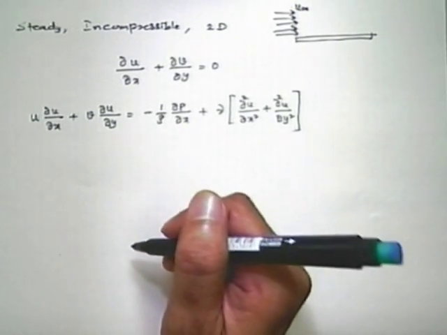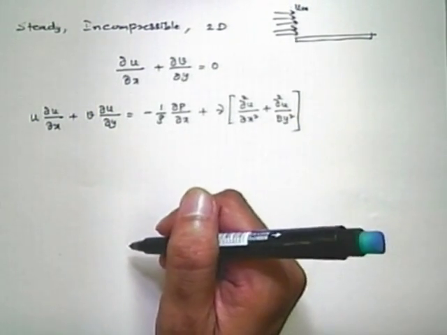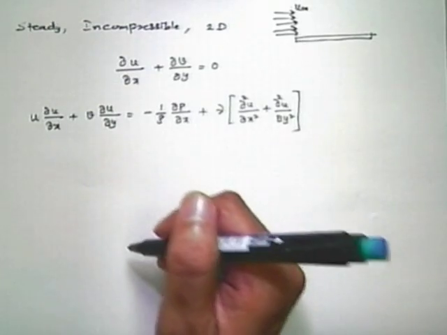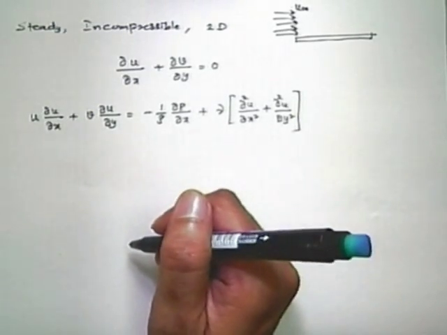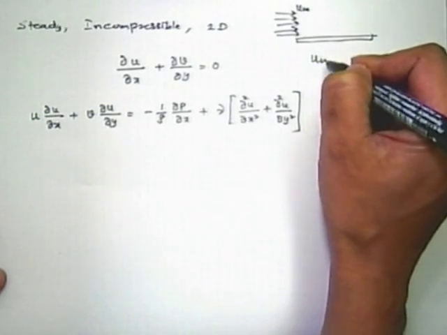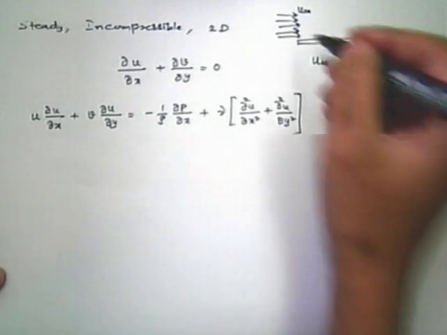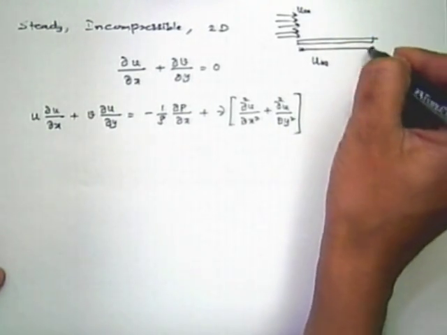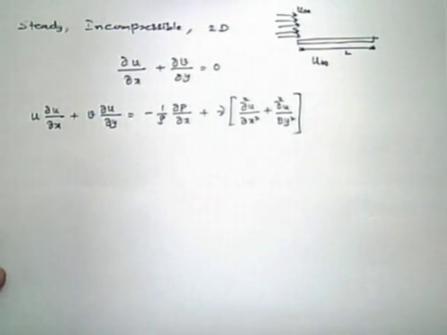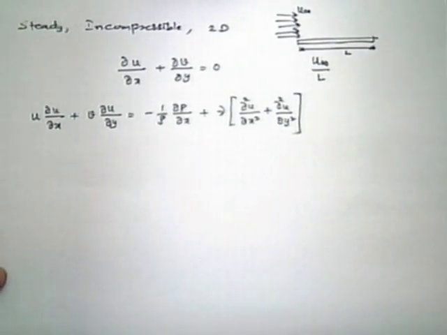U has a scale of x direction velocity. Scale means it is of the order of, not exactly 2 meters. It will be of the order of 1.5, 1.6. So, u is of the order of u infinity. What is the order of x? The length is L. So, U infinity upon L is the scale of del U by del X.